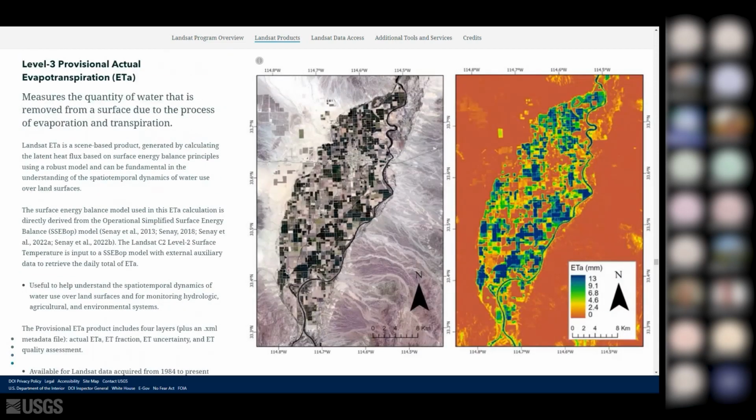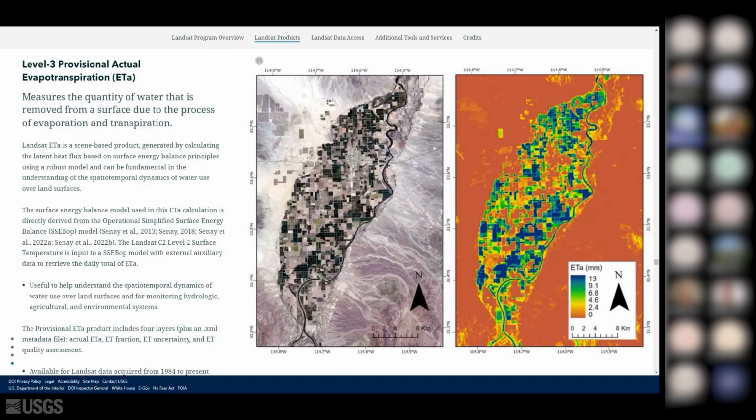And then lastly, we have our provisional actual evapotranspiration, or ETa, product. Here is an example over Palo Verde in California. On the left is a surface reflectance image, while the right is the ETa image over the same area. So ETa is different than our other level 3 science products because it is a scene-based product.